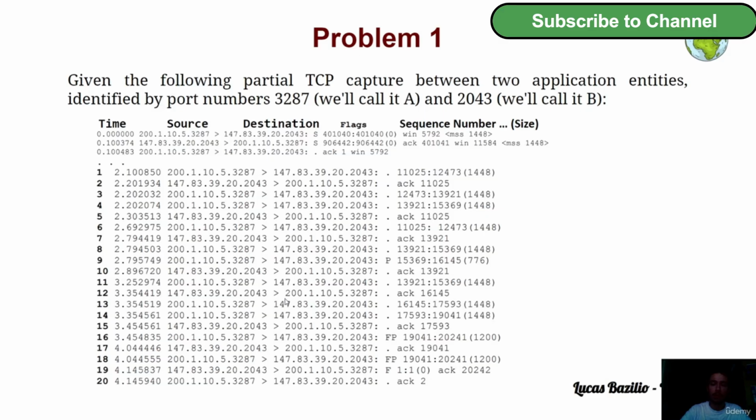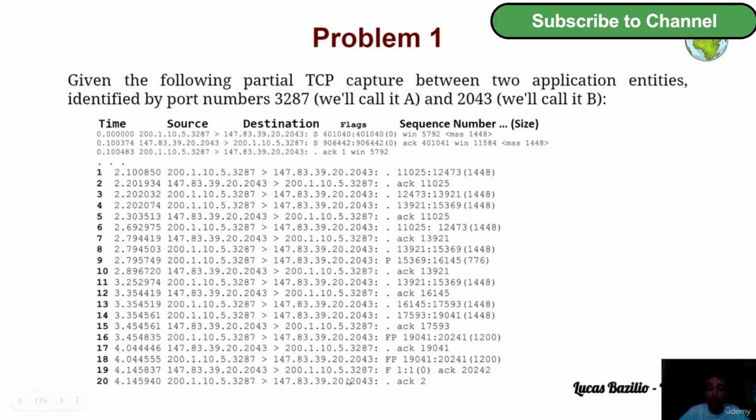So let's compute it. First of all, we need to search for the last frame that we send from the application A to the application B that contains data. Keep in mind that the last one is the packet 18 that we send from the application A, which has this port, to the application B. Now, some of you may say, well, what about the packet 20? It's also a packet that you send from the application A to the application B.